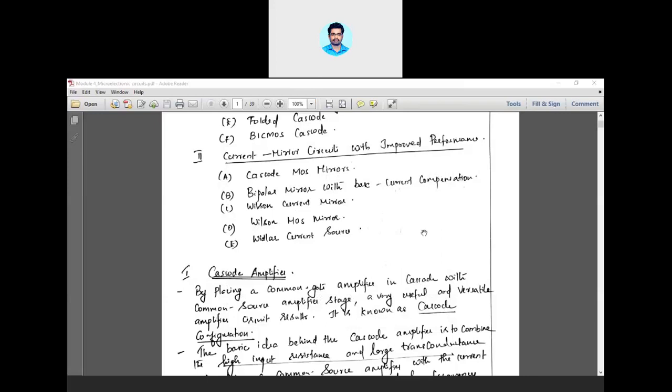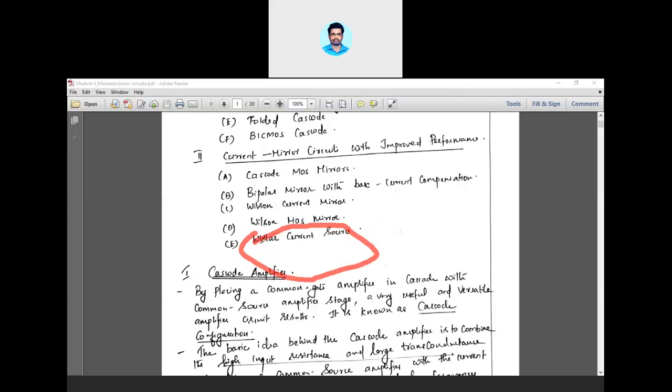So today I'll be dealing with the last part of the fourth module which ma'am has skipped, that is Widlar current source. I think all other portions ma'am has covered, only this portion Widlar current source is pending, so that I'll be taking now. Okay. So this is going to be a very important part of this particular module, Widlar current source.